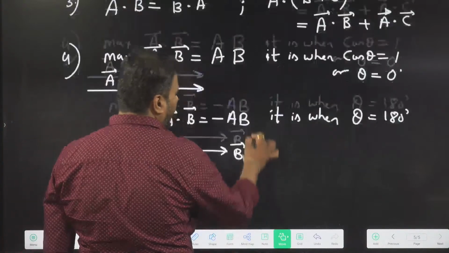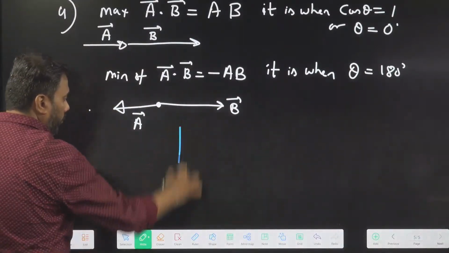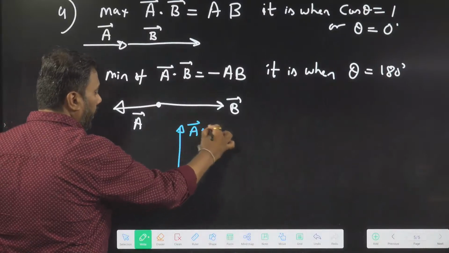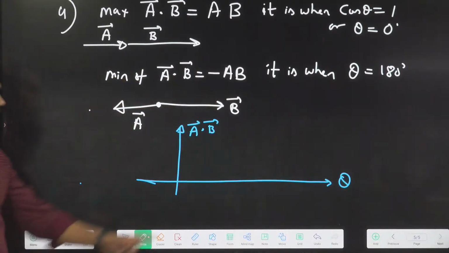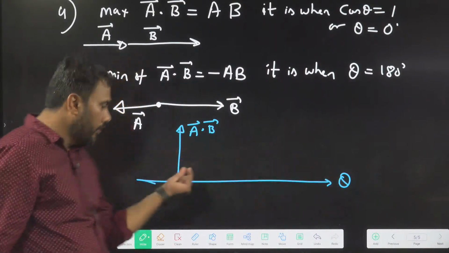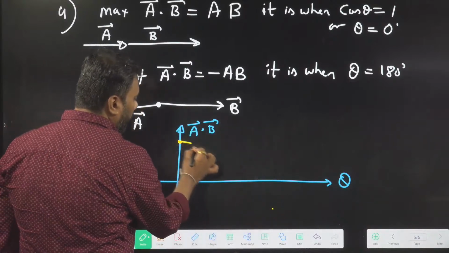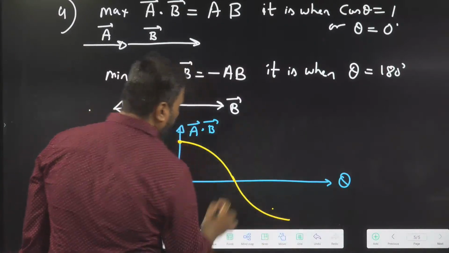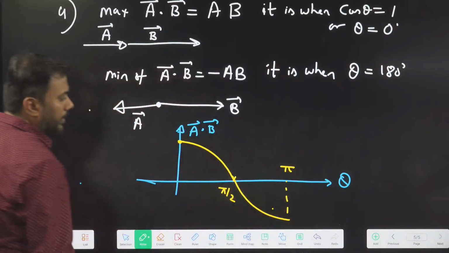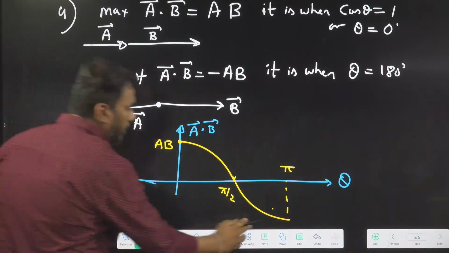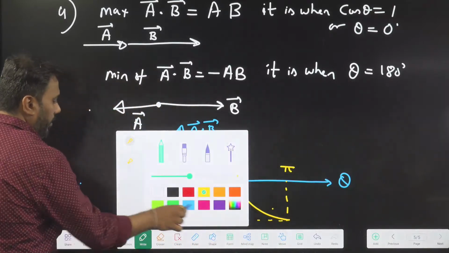If I draw the graph of A dot B with theta, suppose on this axis I am putting the value of A dot B, on this axis I am showing values of theta. If I change the angle between two vectors, for 0 angle, I will get the maximum value of A dot B, then I will get the cos theta graph. At 90 degrees, dot product is 0. At pi, dot product is minus AB. So starting from plus AB up to minus AB. This will be the graph of A vector dot B vector with theta.